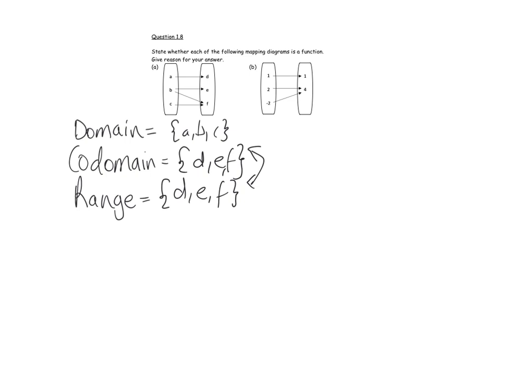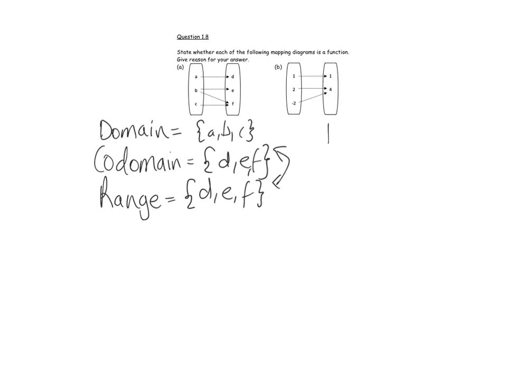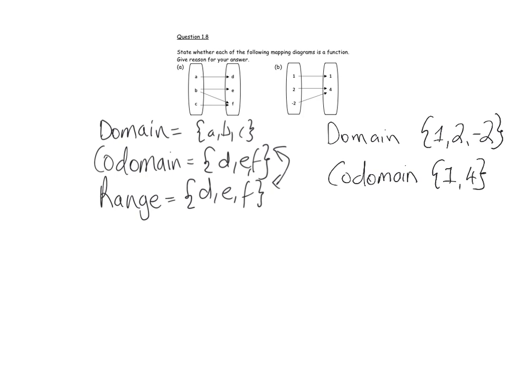Over in this one here, the domain is 1, 2, and minus 2. The codomain is what could come out, and it's 1 and 4, and again the range is also 1 and 4.